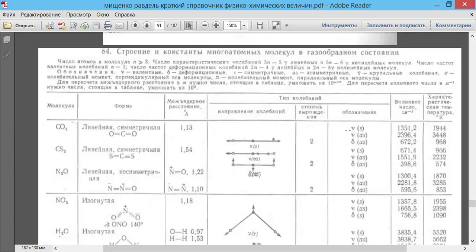For example, for the vibration nu sub s, we have no degeneracy. For that reason, its coefficient is equal to 1. The same is true for the second type of the vibration, nu sub as. However, we can see that we got the degree of degeneracy equal to 2 for the third type of the vibration, delta sub as. For that reason, we will have to double our calculations related to the third type of the vibration.